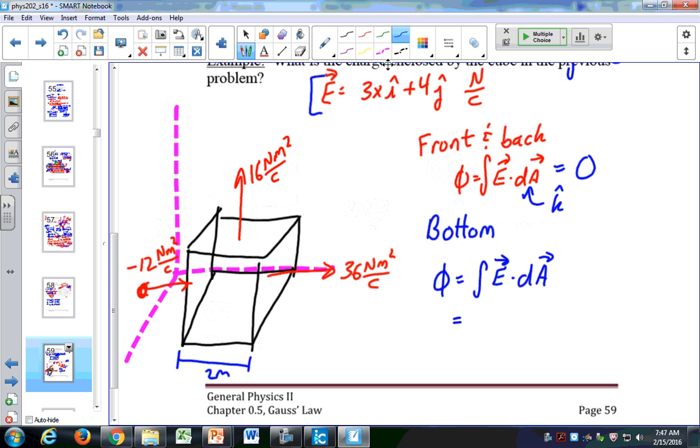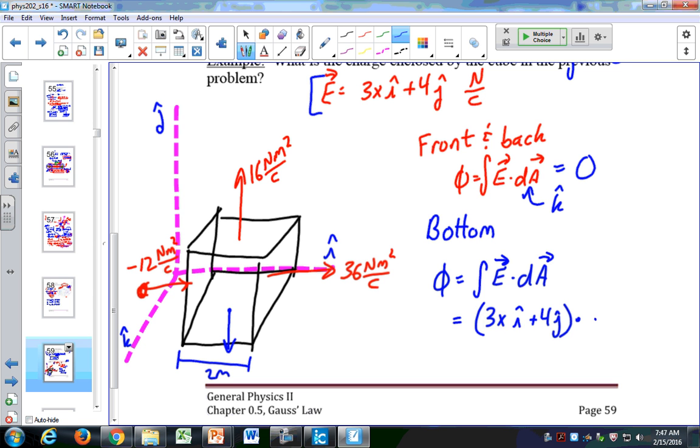Okay, first thing you want to do here is write out, we have 3x i plus 4j. And then you want to ask yourself, what is the direction of my area vector along the bottom? Negative what? It's in the negative j direction, right? This is our j axis. This is our i axis. This is our k axis. My area vector on the bottom is going to be in that direction, which is in the negative j.